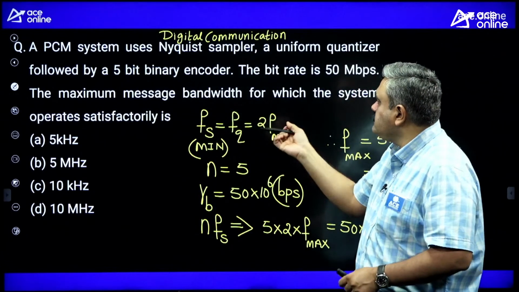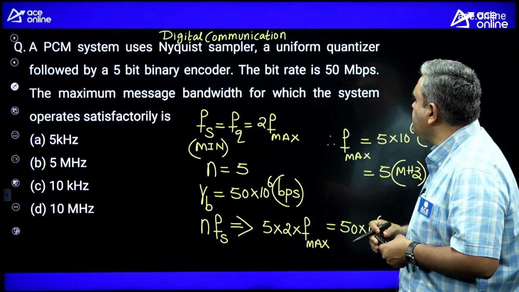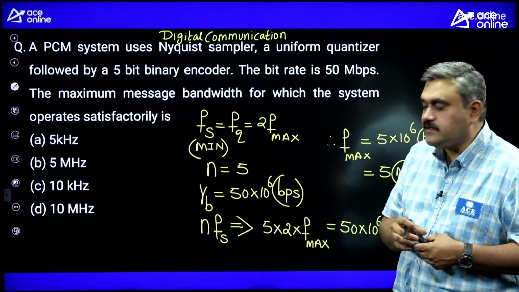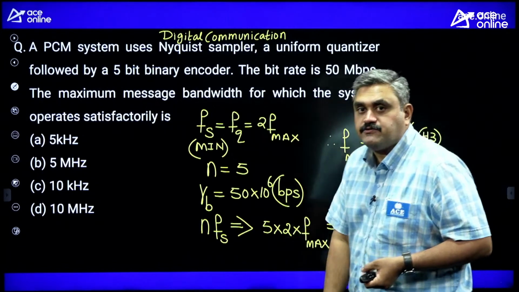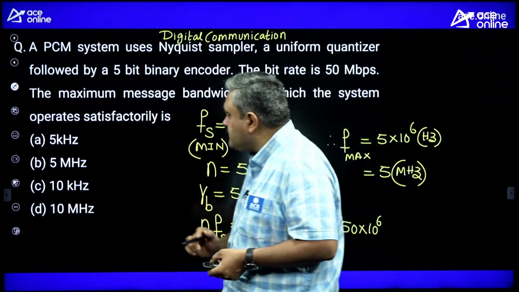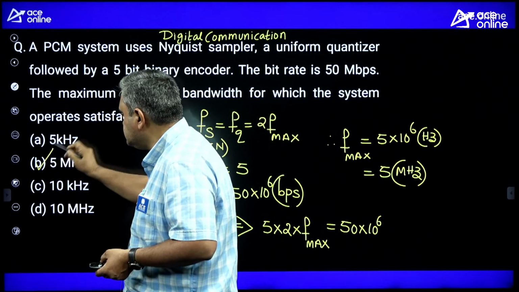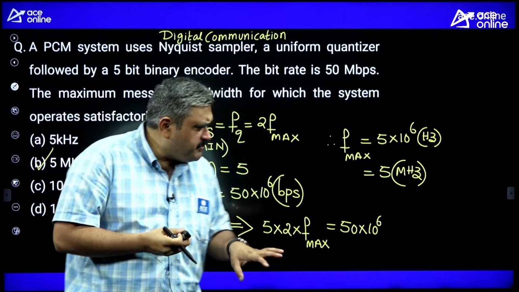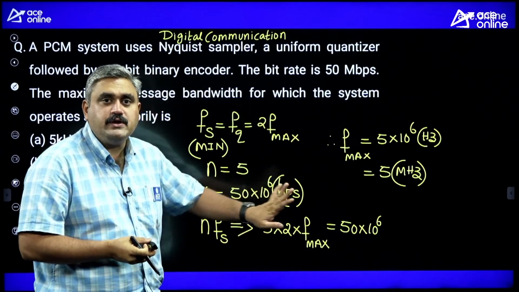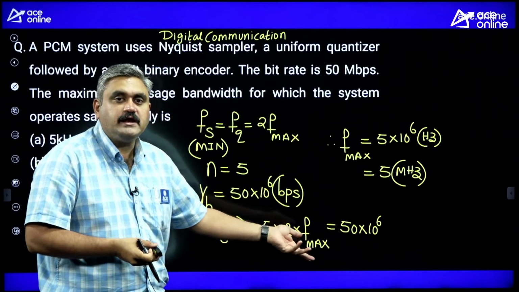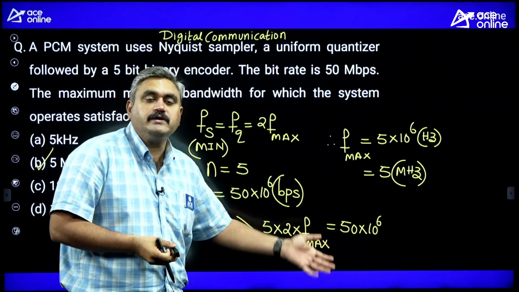Now what he is asking, you can see, is the maximum message bandwidth for which the system operates satisfactorily. So message bandwidth is nothing but the maximum frequency of the message signal. So what is your correct answer? 5 megahertz. So it is just by remembering this formula of bitrate, n into Fs. That is given, you calculate Fs as 2 into Fmax, you will get Fmax.